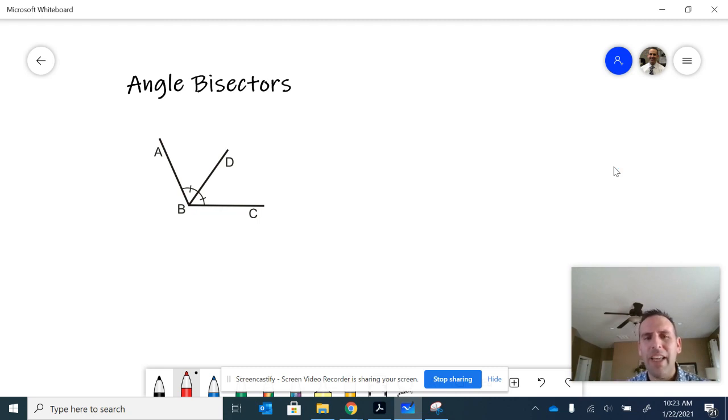Welcome to a lesson on angle bisectors. You can see in the diagram there on the screen that I have it labeled so that the two smaller angles are congruent, the single marking on each one.